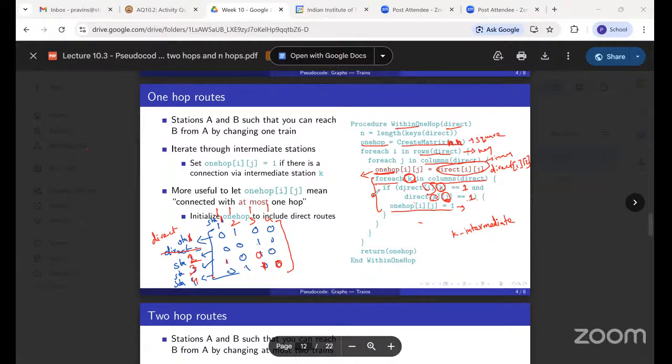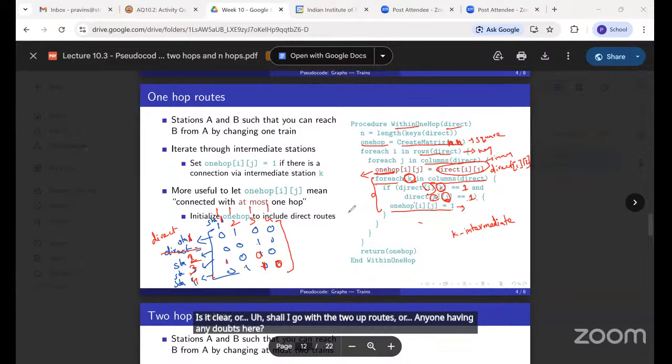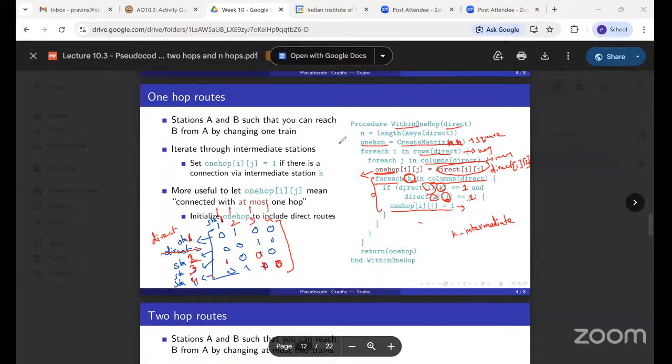Is it clear, or shall I go with the two hop routes? Anyone having any doubts here? Yes, sir. Okay, let's go to the two hop routes.